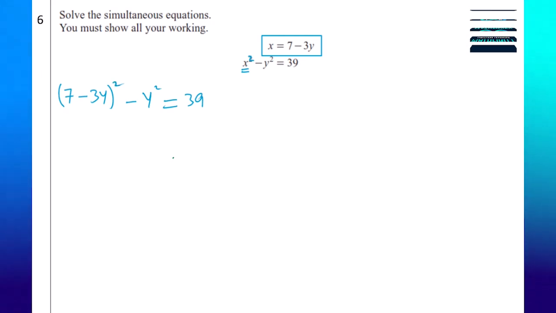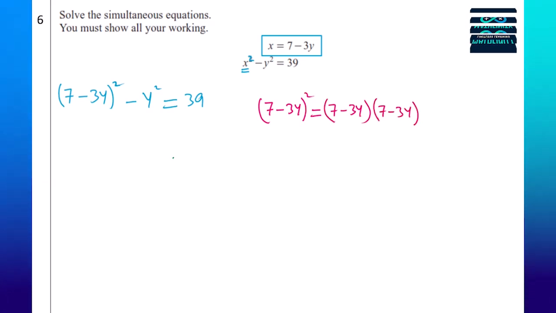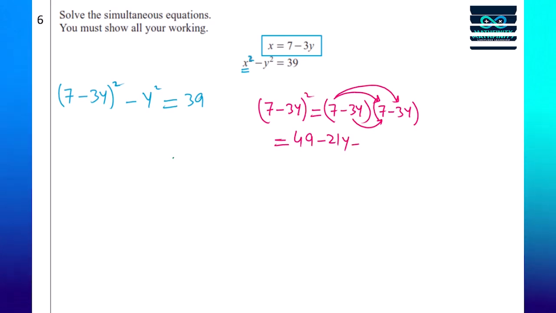We can write here (7 minus 3y) whole square. We can write 2 times (7 minus 3y)(7 minus 3y). And then you have to multiply. So what will be the answer? 7 times 7, 49. 7 times negative 3, negative 21y. And then this one, negative 21y. And then this one will give you positive 9y squared. This answer we have to write here.